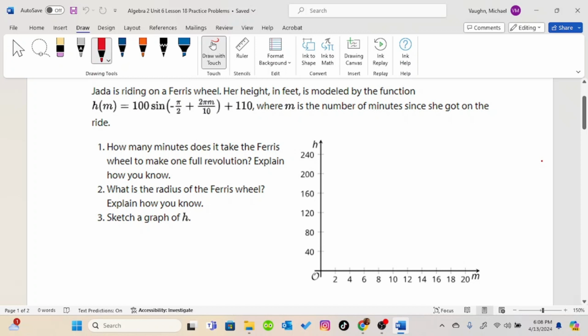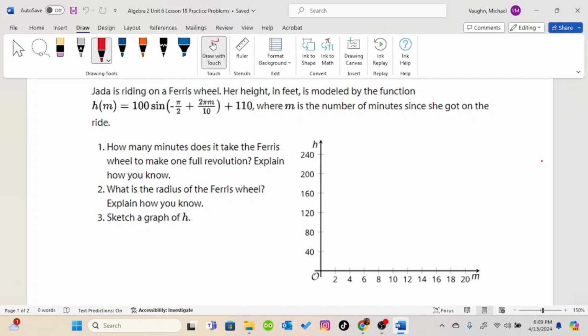Welcome to Algebra 2, Unit 6, Lesson 18, Practice Problems. Jada is riding on a Ferris wheel. Her height in feet is modeled by the function h of m equals 100 times the sine of negative pi over 2 plus 2 pi m over 10, plus 110, where m is the number of minutes since she got on the ride.